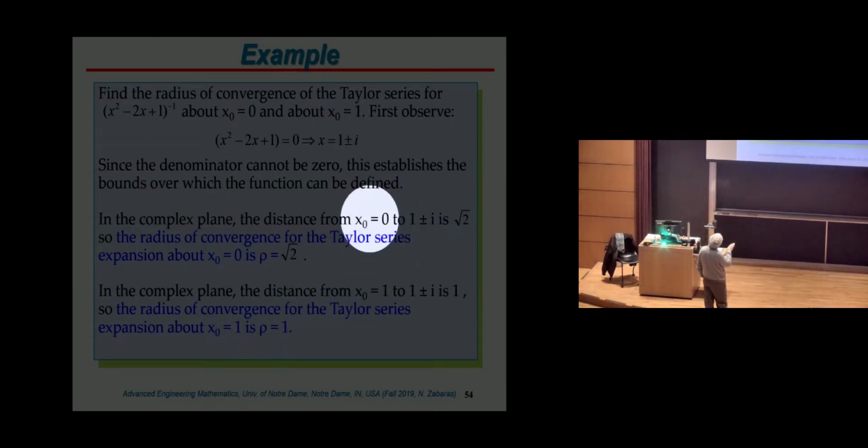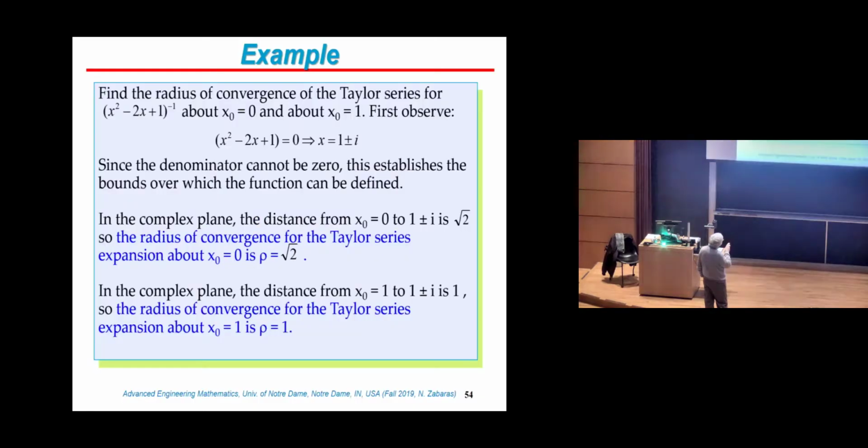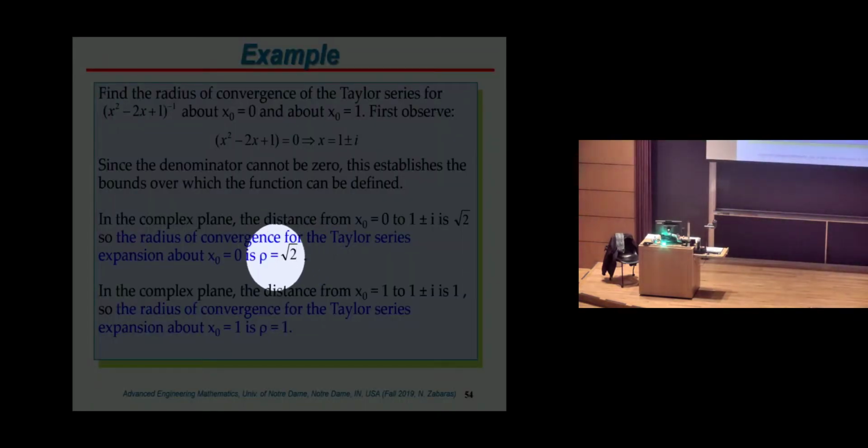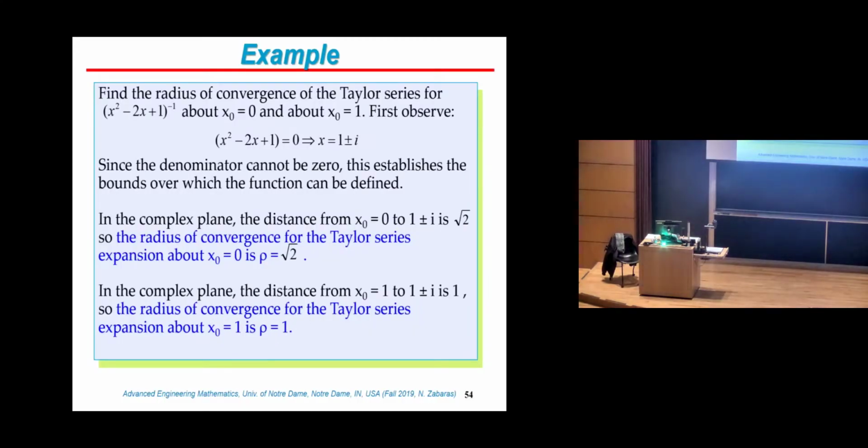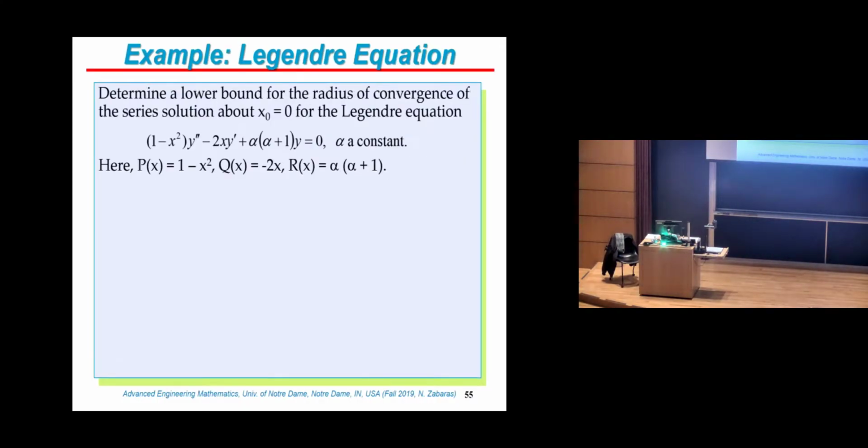Now, if the expansion is around the point 0, the distance of 0 from 1 plus or minus i is square root of 2. So in that case, the radius of convergence of the Taylor series expansion will be square root of 2. And again, it all depends on what point you are expanding around. So if you're expanding around 0, the radius of convergence, at least the minimum, is square root of 2. If you're expanding around x0 equal to 1, the radius of convergence is equal to 1. All right.